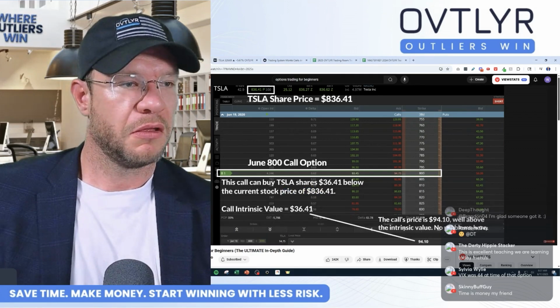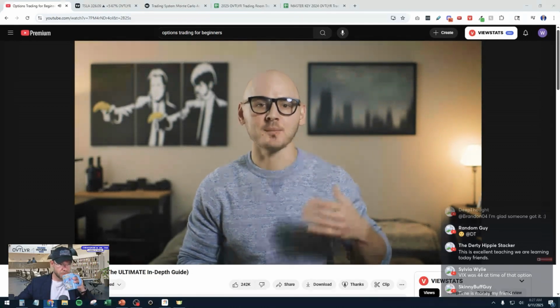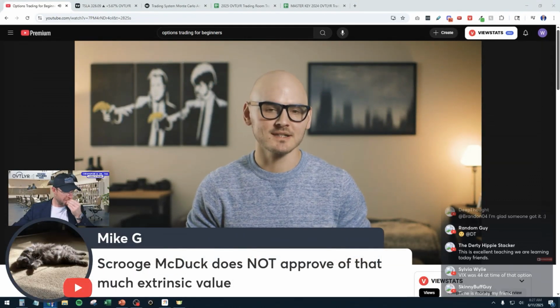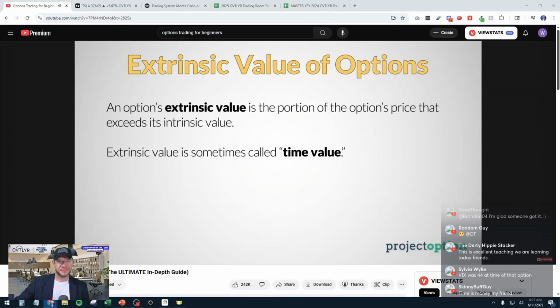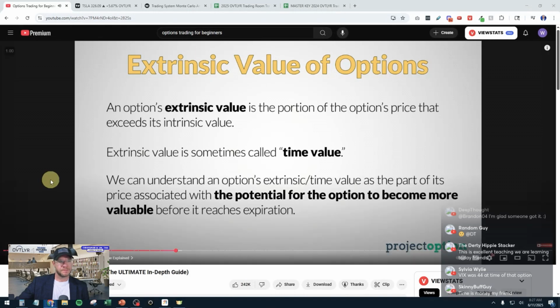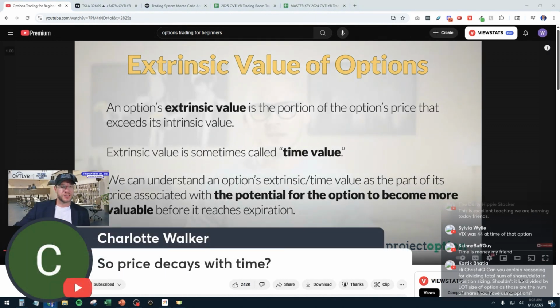So the portion of the Tesla call option's price that is above its intrinsic value of $36.41 is called extrinsic value. And extrinsic value is sometimes referred to as time value because it can be associated with the option's potential to become more valuable, particularly intrinsically valuable, before it expires. Okay. Excellent question came from Charlotte.